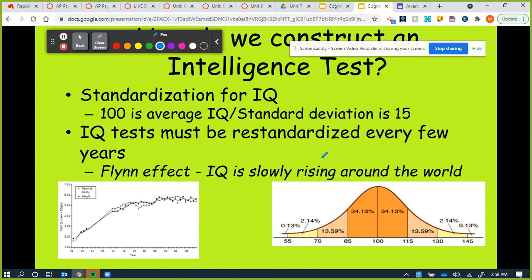IQ tests need to be re-standardized every couple of years because we are getting smarter, apparently. Actually, not in the U.S. The average IQ in the United States has gone down. But this is called the Flynn effect, the idea that IQ is steadily rising. Every 15, 20 years or so it rises. A lot of different factors go into it: better education, better health care, better diet, all these different things.